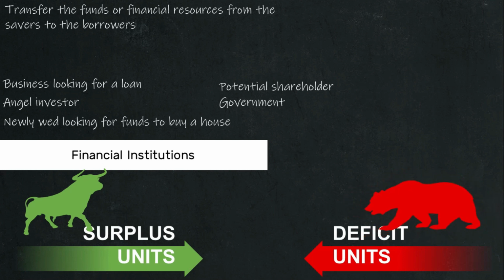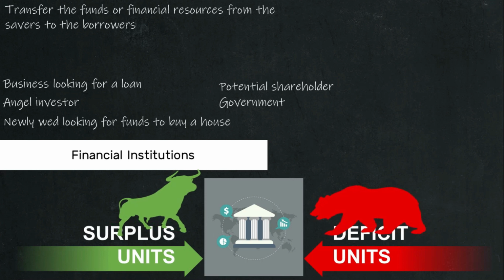So imagine this. Those who have extra funds meet with those who need funds. Where do they meet? In the financial market. Who helps transfer funds from those who have extra to those who are in need? The financial intermediaries. Correct. So think about it. If you're a business entity that needs a loan, where do you go to? Most likely the bank, right? The bank is an example of a financial institution or a financial intermediary.